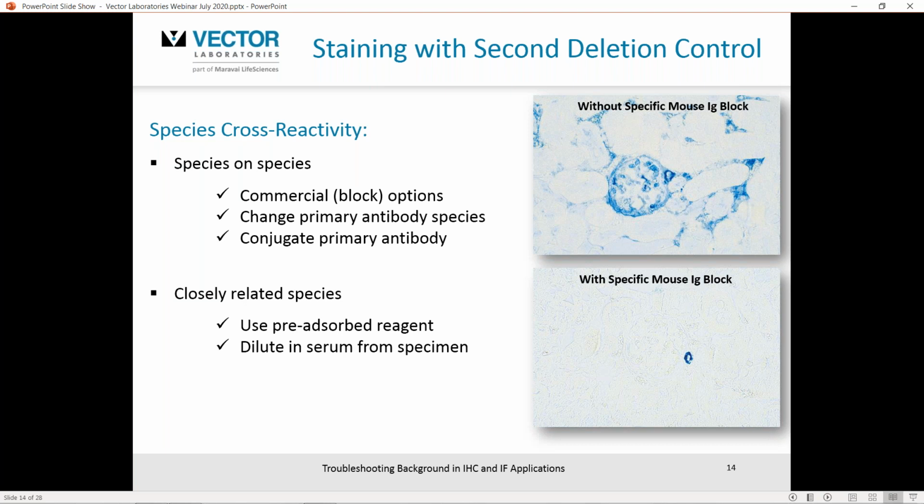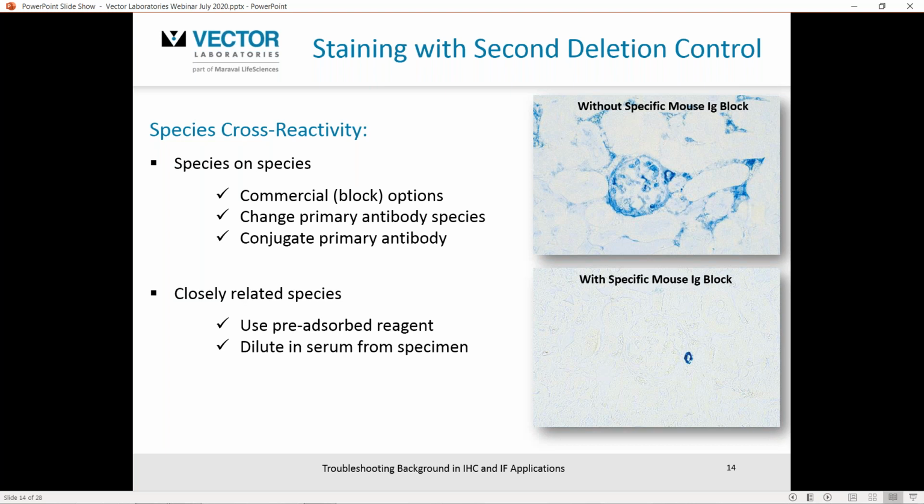And indeed, if you do have flexibility in the approach, instead of using a mouse primary on the mouse tissue, see if you can change it out, maybe apply a rabbit primary or a goat primary antibody, so you avoid the use of the anti-mouse secondary antibody on that mouse tissue. If feasible, you could potentially conjugate that primary antibody as well.